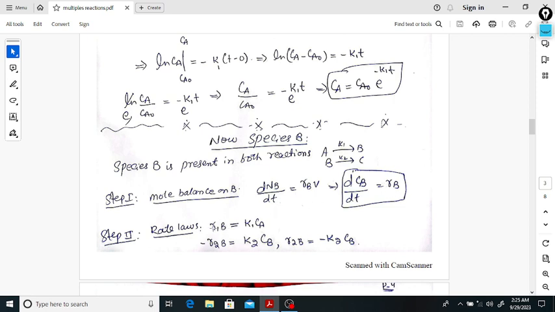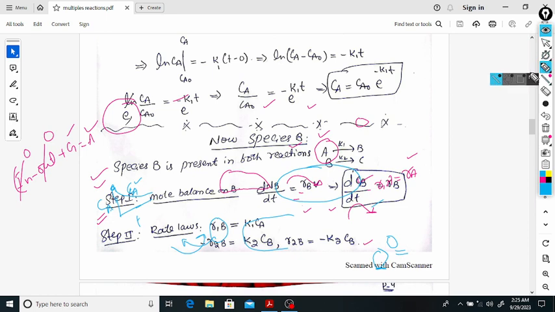Rate law: here you can see R1B is nothing but K1CA, and the rate of consumption of component B in the second reaction is equal to minus R2B is equal to K2CB. So here you can check these reactions. This is component B. Here you can see A is converting into B, this is K1. B is converting into C, and this is with constant K2.